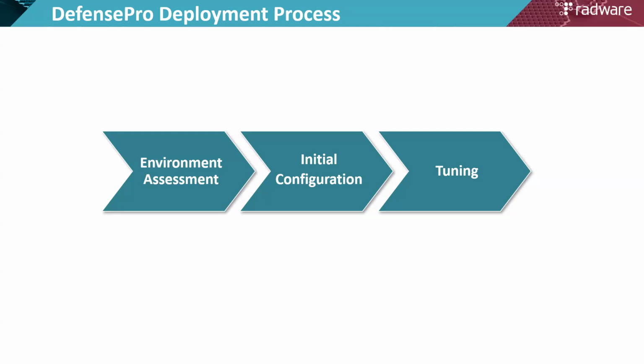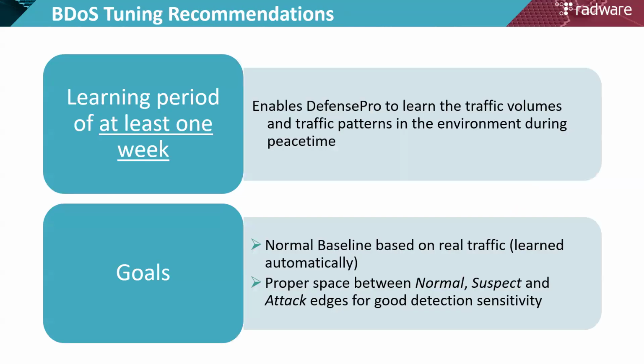Before that, some recommendations. The learning period should be at least one week. It enables the DefensePro to learn the traffic patterns in the environment during peacetime. During peacetime, the DefensePro is able to learn all the traffic characteristics and statistics. The goal is to create a normal baseline based on the real traffic. Whatever we learn during this peacetime, the graphs are created automatically based on that. And if the graphs are not proper, then we need to fine tune it.